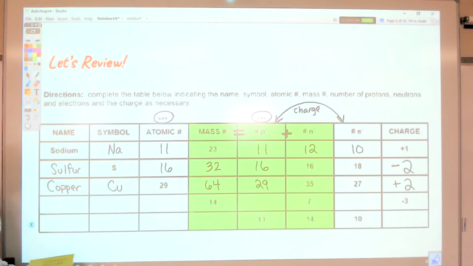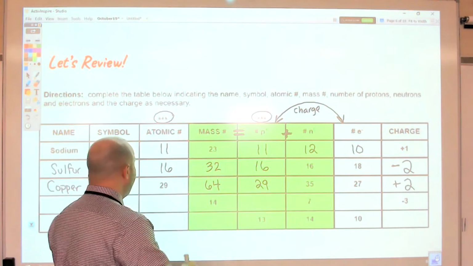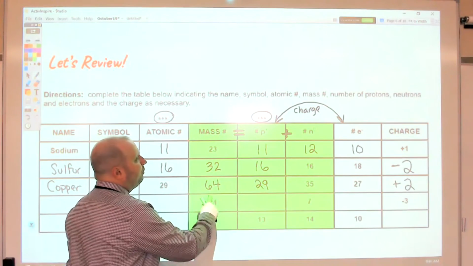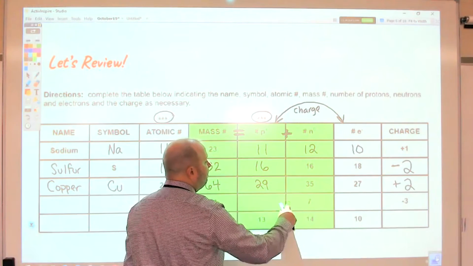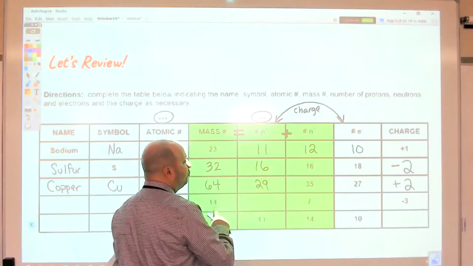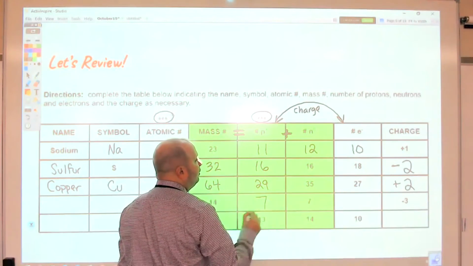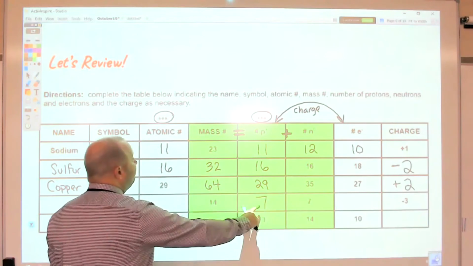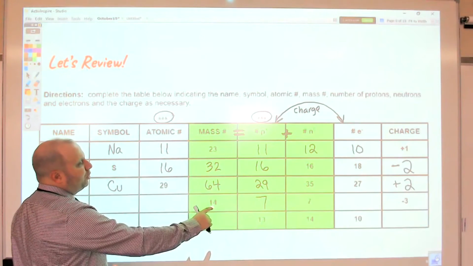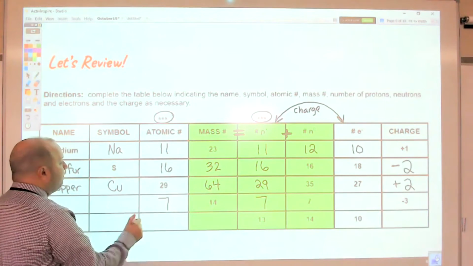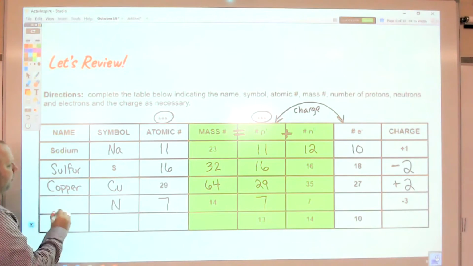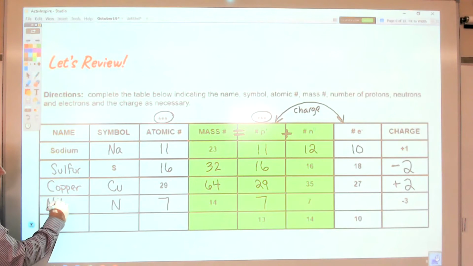Our next example, we have an element that has a mass of 14 and 7 neutrons. So 7 plus what equals 14? That answer ends up being 7. So 7 as my number of protons. So that means I'm also going to put a 7 for the atomic number. That is the element nitrogen.